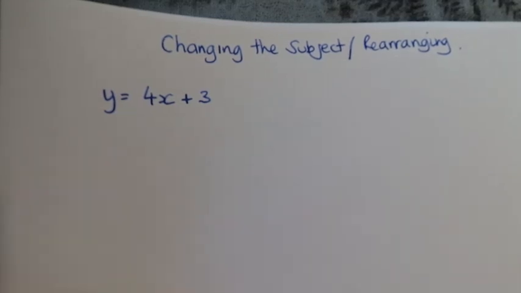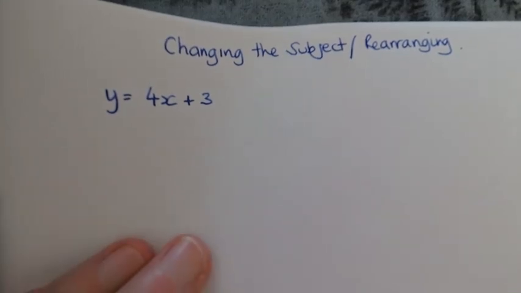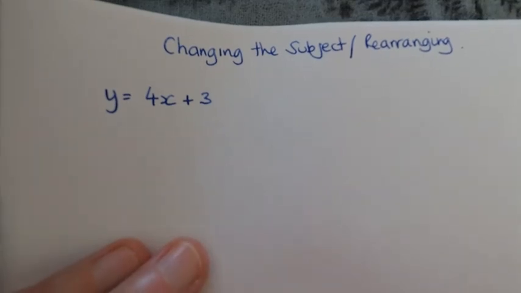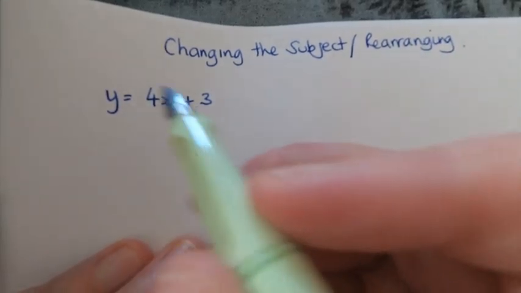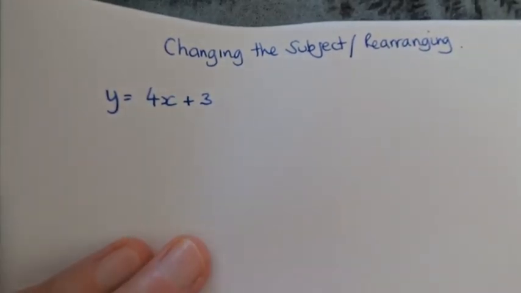So for example 1, y equals 4x plus 3, I want to rearrange this or change the subject to make x the subject of the equation. So I want x equals something at the end. And in order to do that, I need to think about how this equation is made up. Well, x is being multiplied by 4 and then it's having 3 added to it. So to undo that, I need to use the opposite or inverse operations to be able to rearrange.